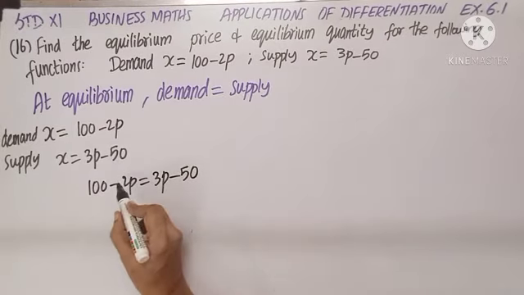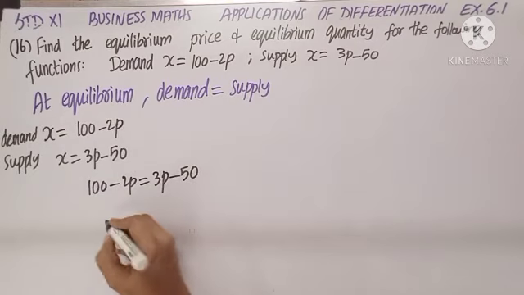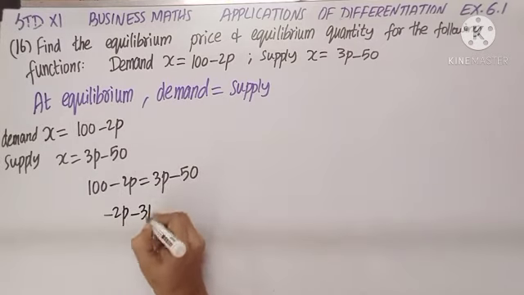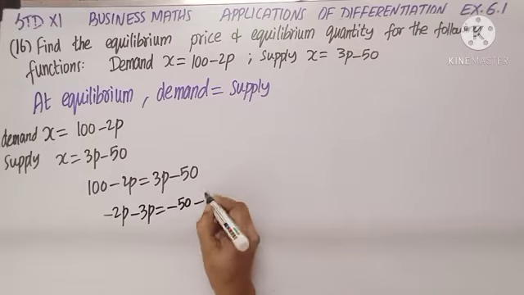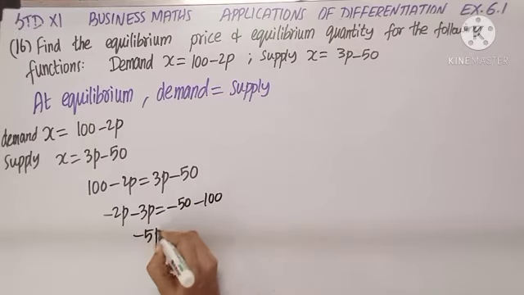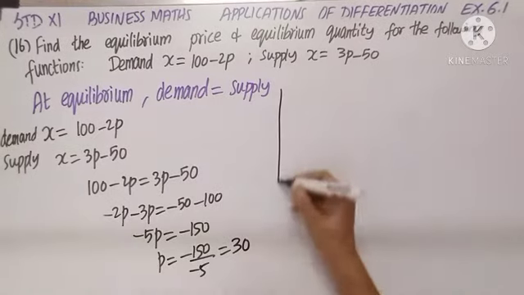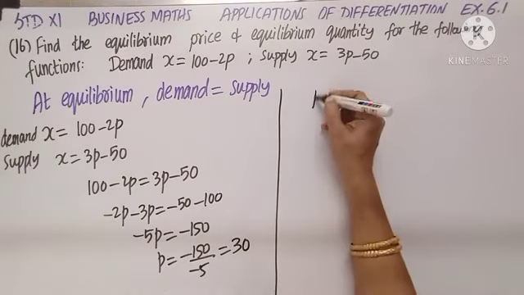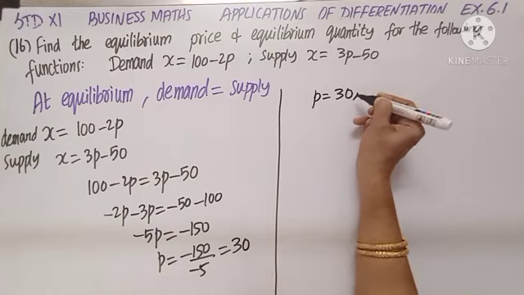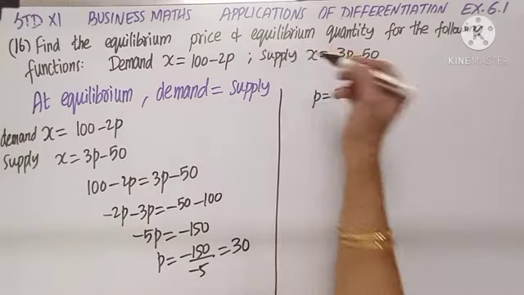Bringing p terms to the same side, numbers to the other side. Minus 2p minus 3p is minus 50 minus 100. Minus 5p is minus 150. P equals minus 150 by minus 5, that is 30. Once I know P value equals 30, substitute it in either demand or supply.